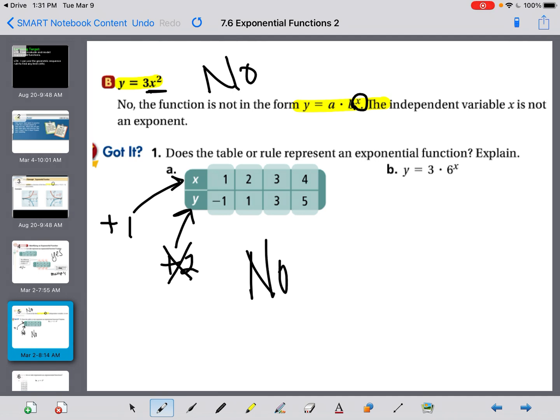Letter B, we need it to match this y equals a times b to the x power, and this one does. The 3 would fill your a, the 6 would be your b, and then your exponent is an x, so this one is a yes.